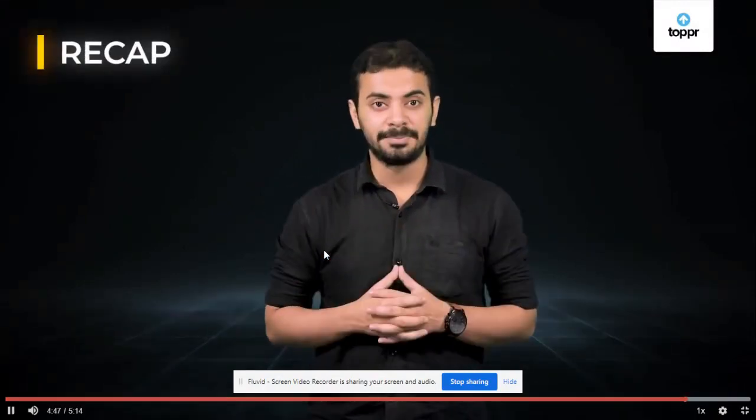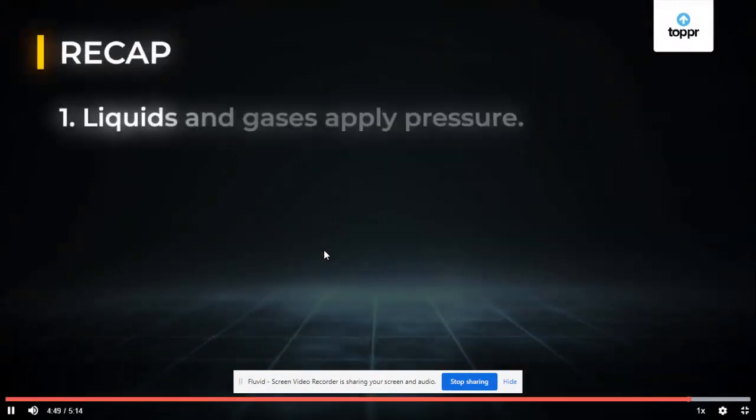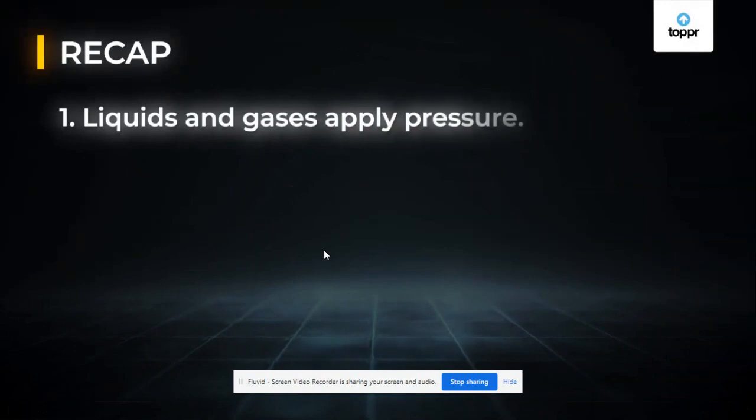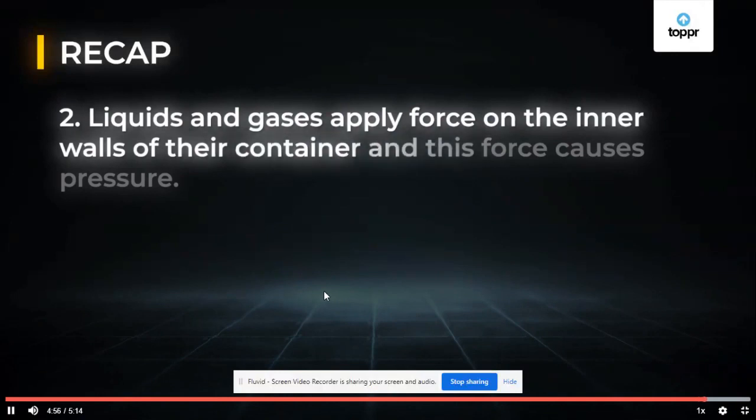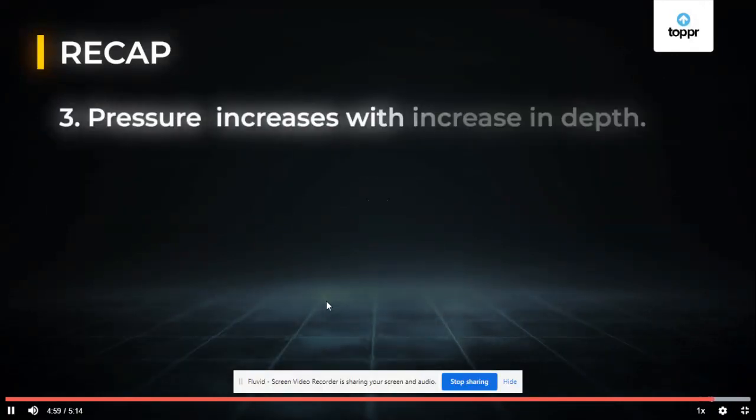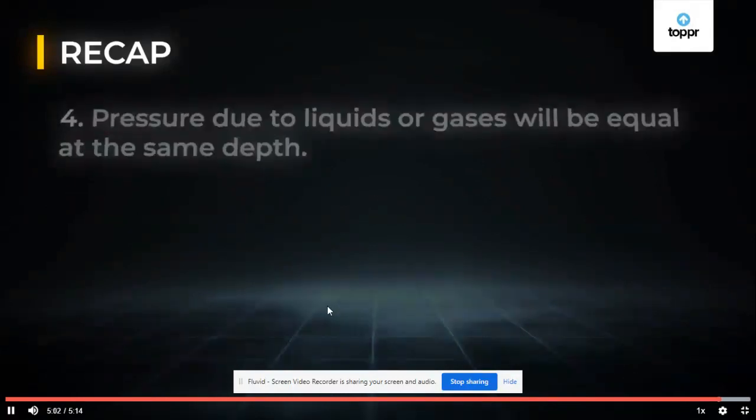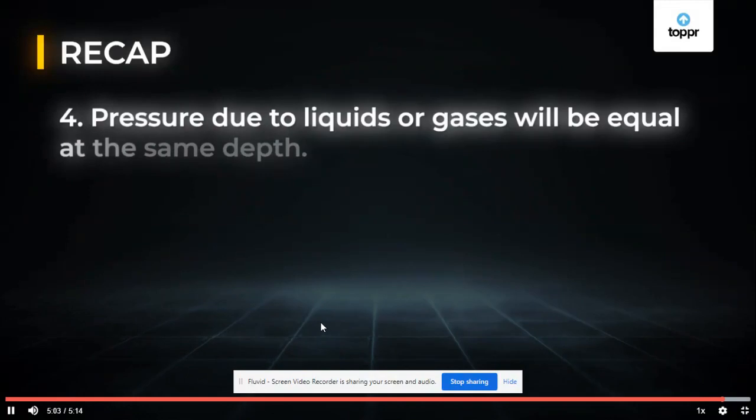We have learned a lot about pressure due to liquids and gases. Now it's time to recap what we have learned. We saw that liquids and gases apply pressure. Liquids and gases apply force on the inner walls of their container, and this force causes pressure. This pressure increases with increase in depth, and the pressure due to liquids or gases will be equal at the same depth.